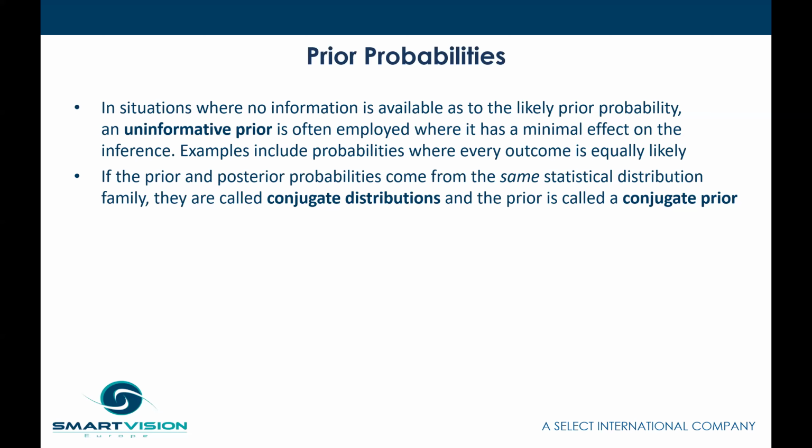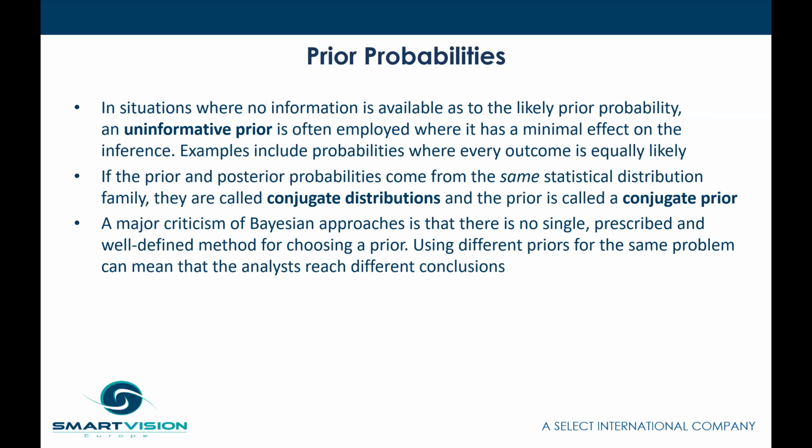Whereas if you assume that one was a normal distribution and it turns out that the data says, no, it's not a normal distribution, it's like a gamma distribution or some exotic distribution like that, it wouldn't be called a conjugate prior. So I'm really just pointing this out because these are terms which are used and that's what they refer to. A major criticism of Bayesian approaches is that there's no single prescribed, well-defined method for choosing a prior. No, there isn't. So, anybody can attack your research on that basis and say, well, why did he do that?